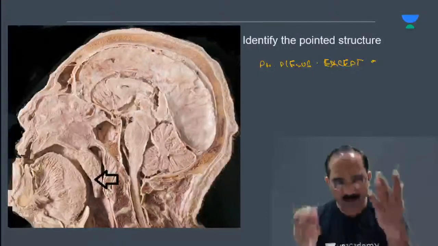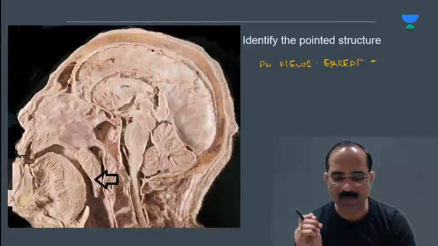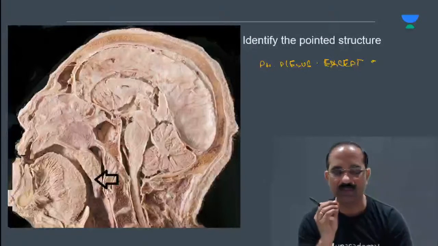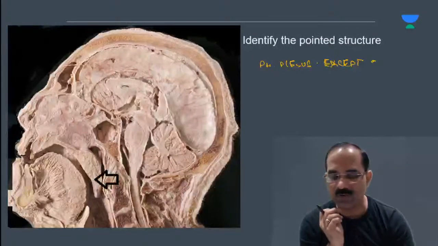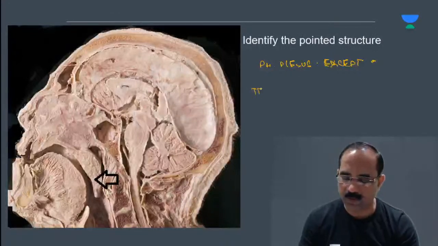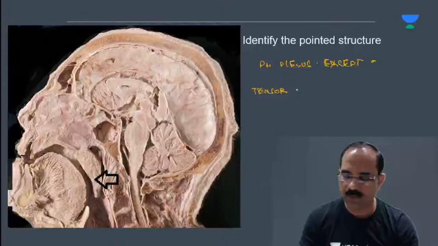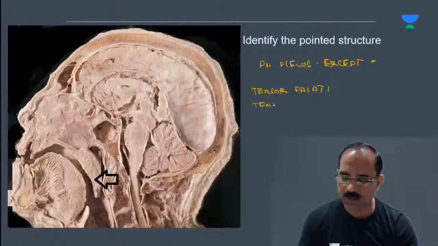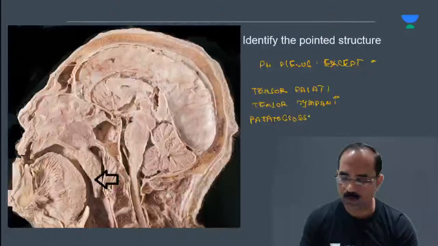Any guesses? Okay, let me enumerate the muscles of the soft palate. Genioglossus is a muscle of the tongue, it's not a muscle of the soft palate. Which are the muscles of the soft palate? One is the tensor palati, one is tensor tympani, one is palatoglossus, one is palatopharyngeus.